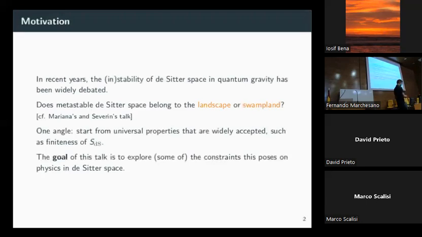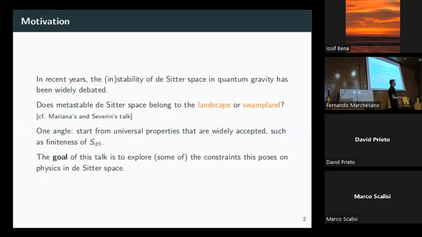So the motivation. We all know that, especially in recent years, the stability of de Sitter space in quantum gravity has been a subject of very intense debate. There are proposed constructions out there, there are proposed counterarguments, and I think the community has not reached a final conclusion on whether or not metastable de Sitter space exists in the landscape. We also heard some earlier talks about this subject. I don't want to go into the precise details of the pros and cons of these constructions, or of these swampland conjectures.